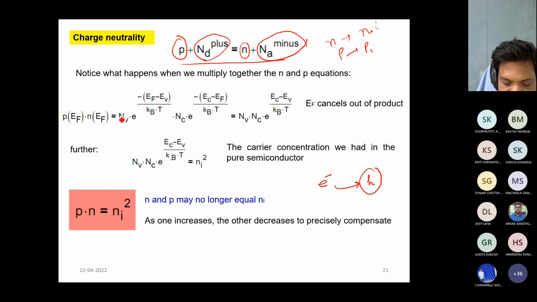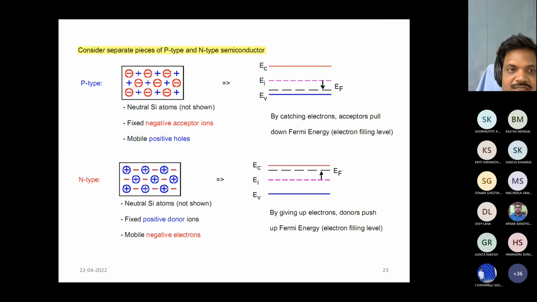So here it will definitely affect the number of holes, and how it will be affected, now let us try to understand. Again, if we consider the extrinsic semiconductor, the band diagram for the extrinsic semiconductor, let me start from here, then it will be easier to understand.